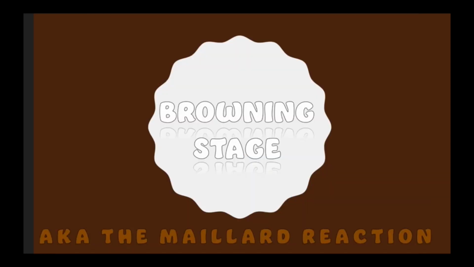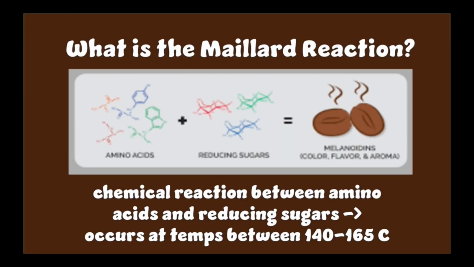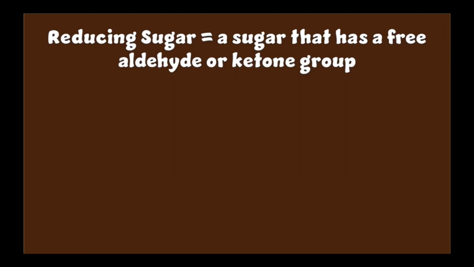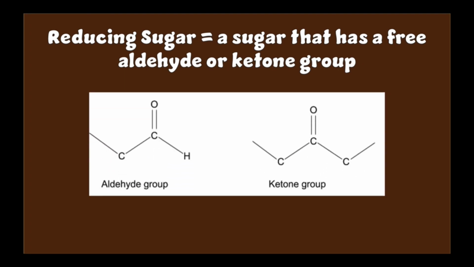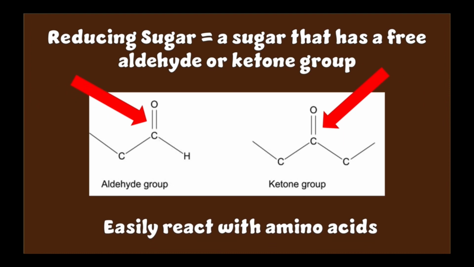After the beans have dried, the browning stage comes next. This involves the Maillard reaction. The Maillard reaction is a chemical reaction between amino acids and reducing sugars. A reducing sugar is a sugar that has a free aldehyde or ketone. These groups contain an oxygen atom with a double bond joining it to a carbon chain. These are important because they can easily react with amines or amino acids.